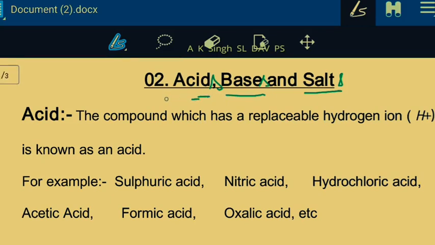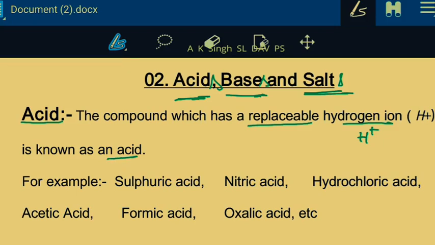You have read that there are three types of elements: metal, non-metal, and metalloid. Just like that, there are three types of compounds: acids, bases, and salts. Now, what is an acid? The compound which has a replaceable hydrogen ion, H plus, is known as an acid.